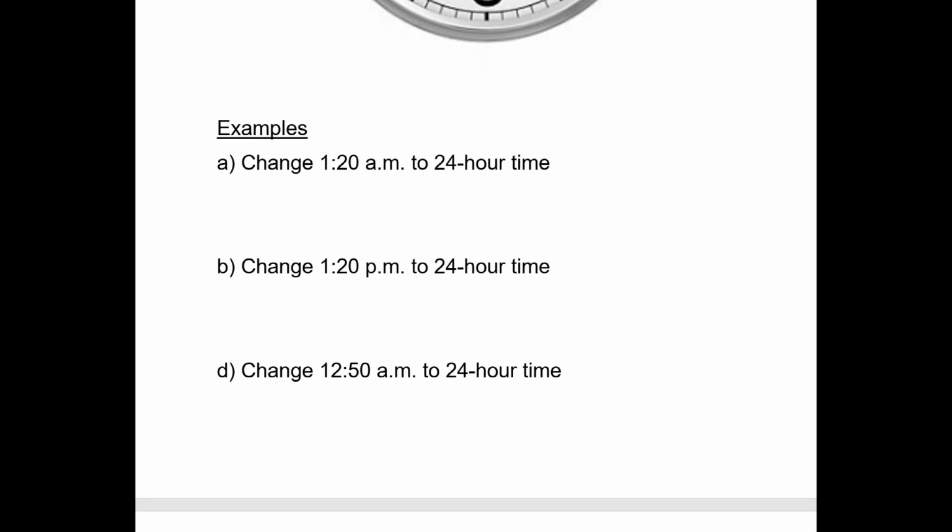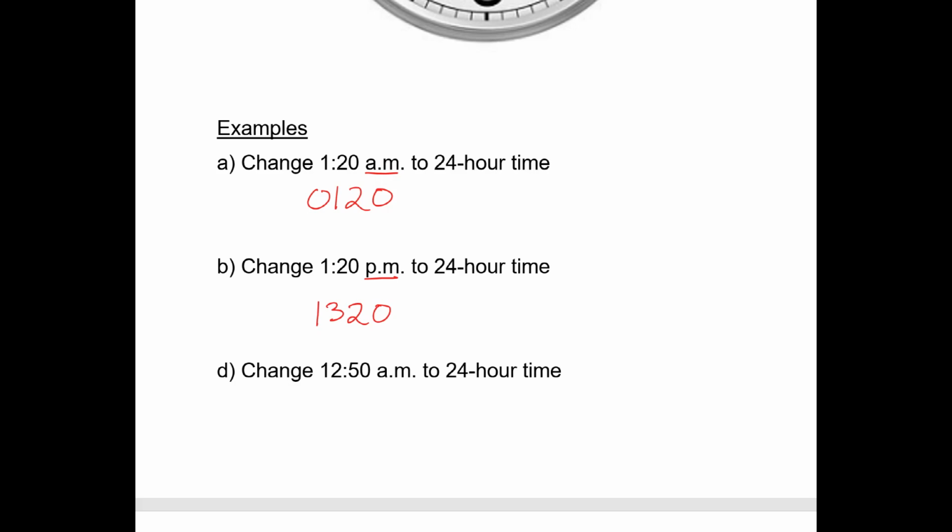Here are some examples for us. I want to change 1:20 a.m. to 24-hour time. Because it's a.m., I know that it's going to be identical in both, so all I would need to put down is 0120, and that would tell me that it's 1:20 a.m. in 24-hour time. 1:20 p.m. means that I need to add 12. 1 plus 12 is 13, so we have 13:20 in 24-hour time. Notice we don't need p.m. or a.m. anymore.